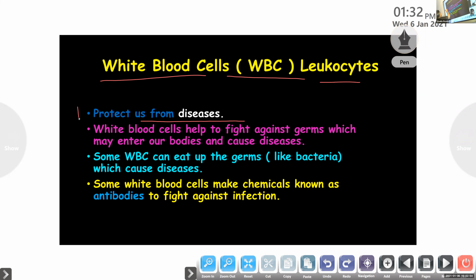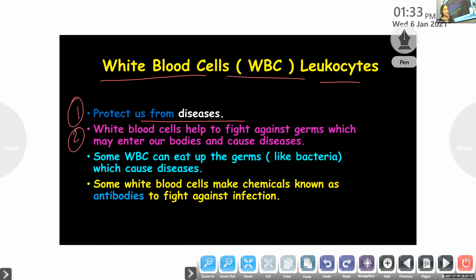So next point. The first point is over. Second point, how are white blood cells protecting us from diseases? They eat up germs and produce antibodies. Okay, so what are antibodies? We have to explain that also. So the first question is, what is the function of WBC? I hope it is clear. Next one: how does this WBC protect us from diseases?